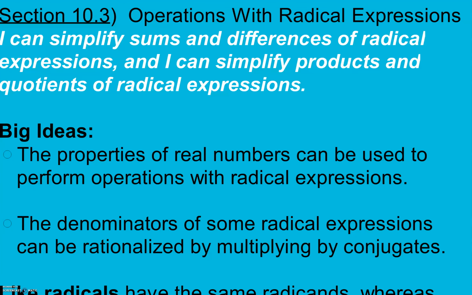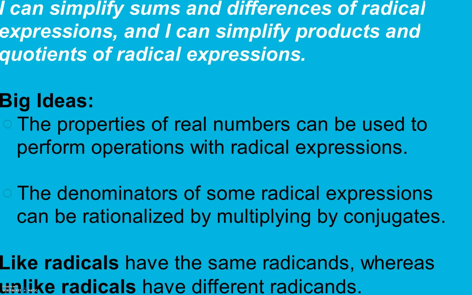Section 10.3 is operations with radical expressions. I can simplify sums and differences of radical expressions, and I can simplify products and quotients of radical expressions. Big ideas here: the properties of real numbers can be used to perform operations with radical expressions. The denominators of some radical expressions can be rationalized by multiplying by conjugates.